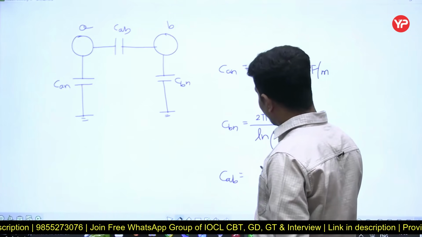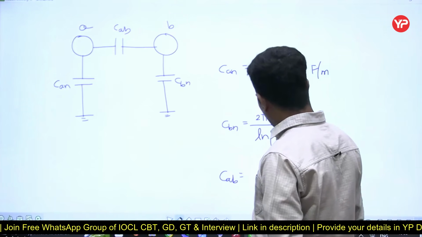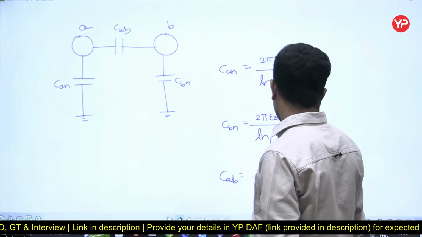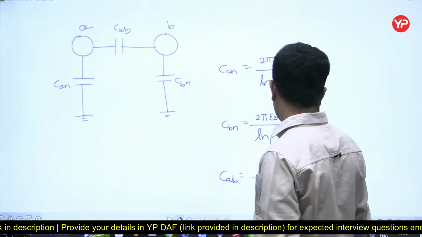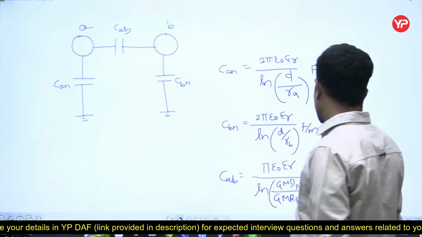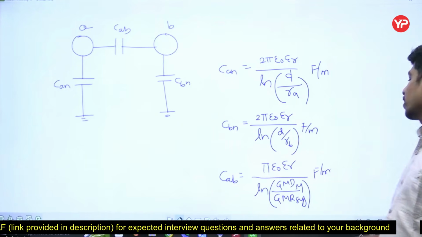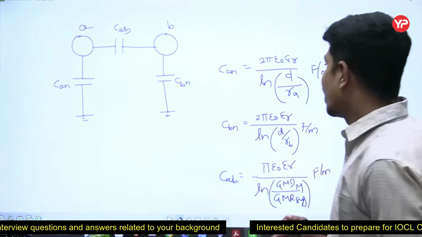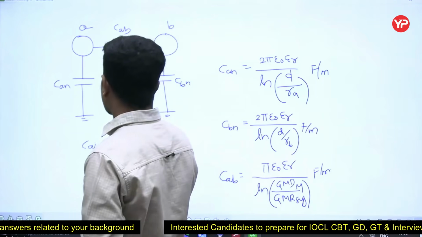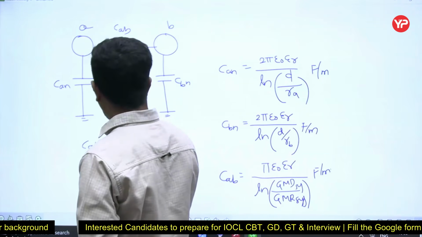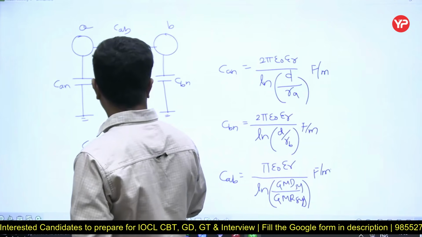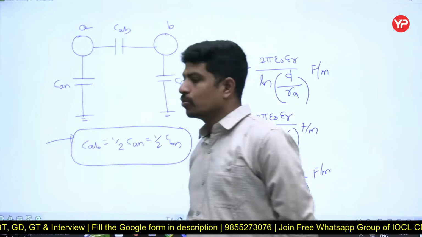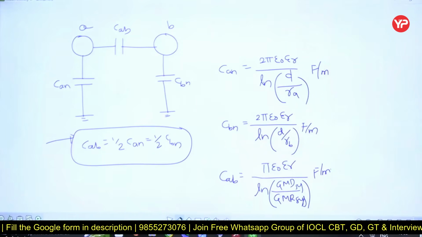See, for AB it is not 2 pi, it is pi only: pi epsilon naught epsilon r by ln of GMD by GMR, GMD of the system by GMR of the system, farad per meter. So line to line capacitance, between two conductors, is half of the phase to neutral capacitance. Am I clear?